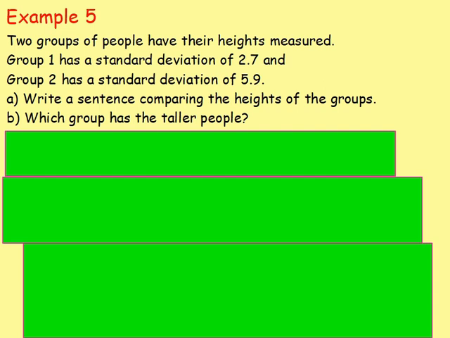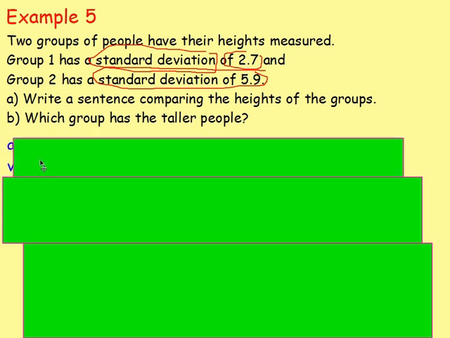So, for Part A, write a sentence comparing the heights of the groups. Well, we know that this question is talking about the standard deviation. We've got the standard deviation of 2.7 for Group 1 and 5.9 for Group 2. Once again, what does the standard deviation show us? It's a measure of the spread or variation. It is indeed, yes. So what this is showing us is because we've got a higher number for Group 2, it means there's more variation in the heights of Group 2. Or if we went the other way, we could say there's a lower standard deviation for Group 1, which means there's less variation in the heights of Group 1.